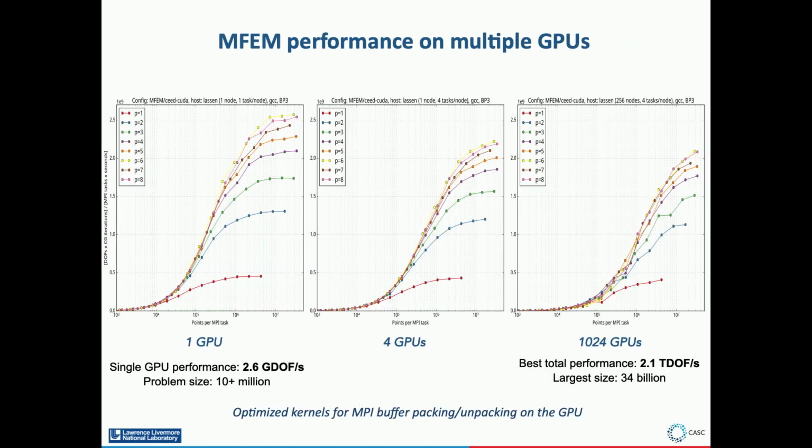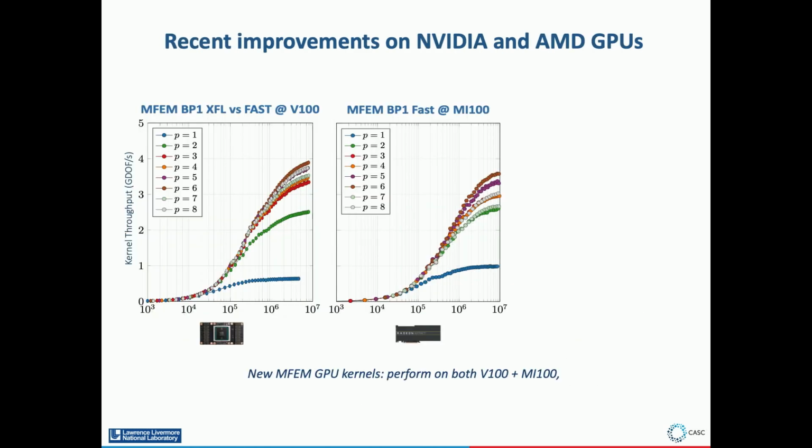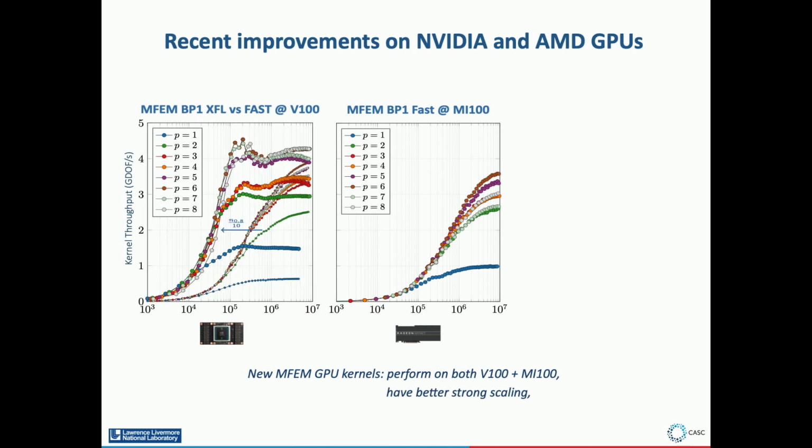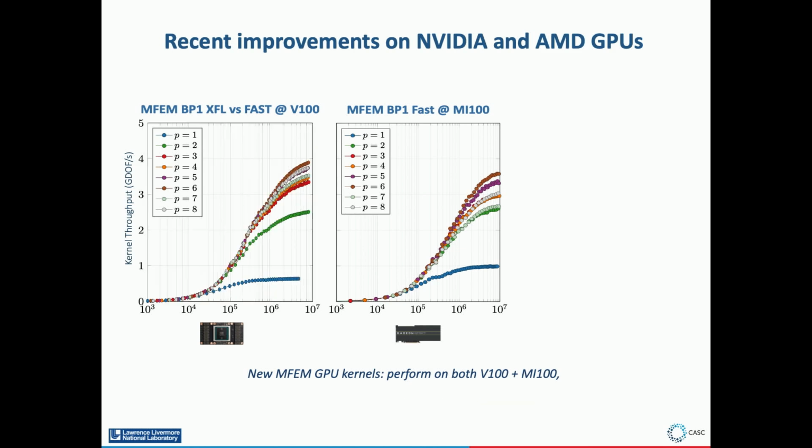Okay, so this was on V100. I want to say that the kernels that we're developing are, of course, performance portable. This is a V100 versus MI100. Another important thing is how far to the left we are on this graph: how many degrees of freedom do we need to get a decent performance?